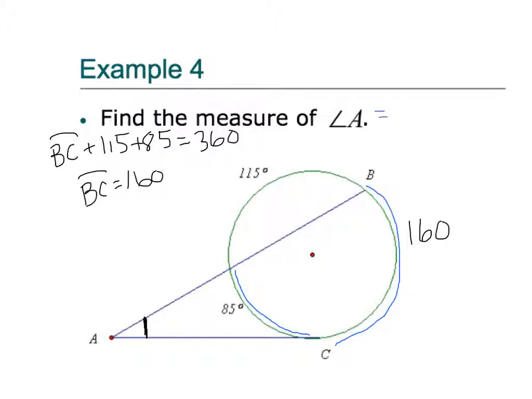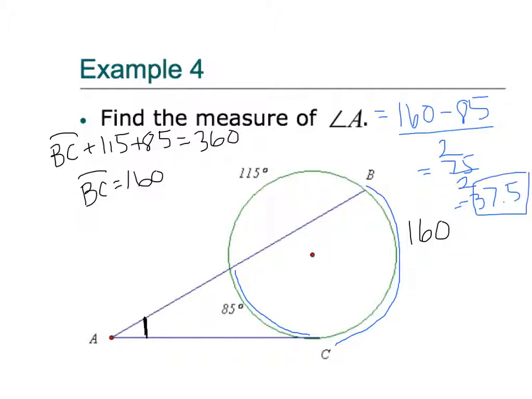Measure of angle A will equal 160, the larger intercepted arc, minus 85, the smaller intercepted arc, and I divide it by 2. Once I solve for that equation, I get 75 divided by 2. Keep simplifying it, and that angle equals 37.5 degrees. Nice job, Rams.